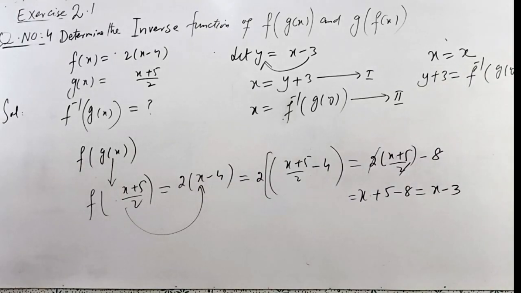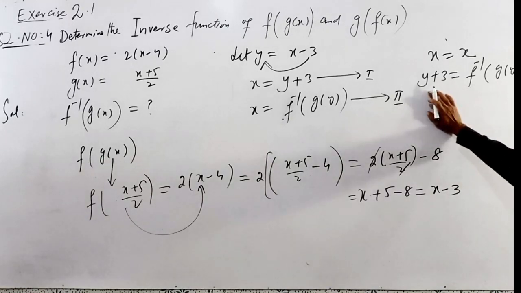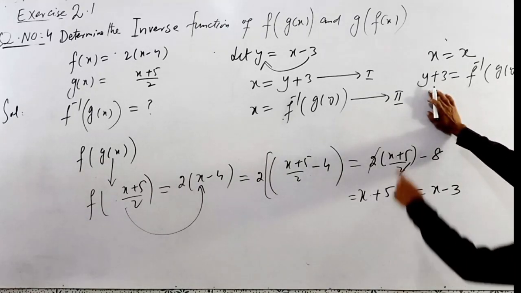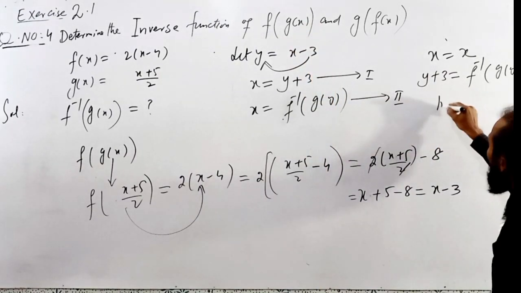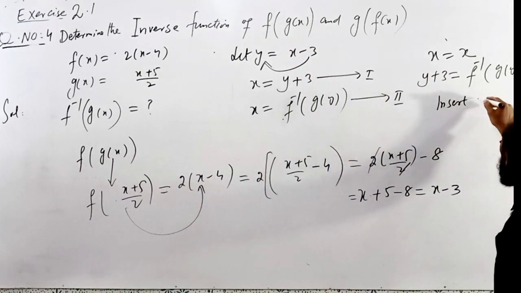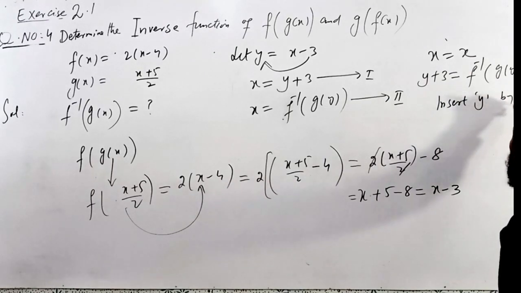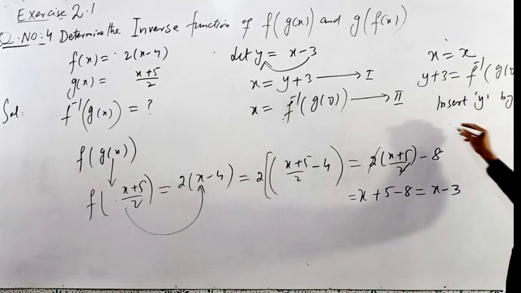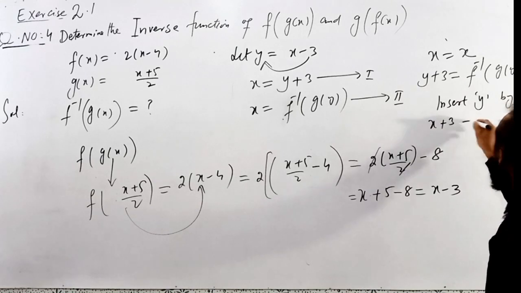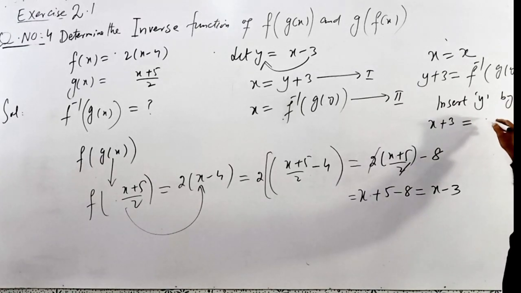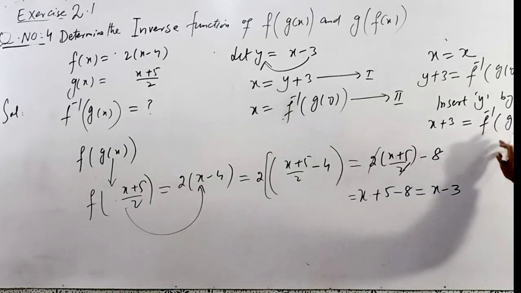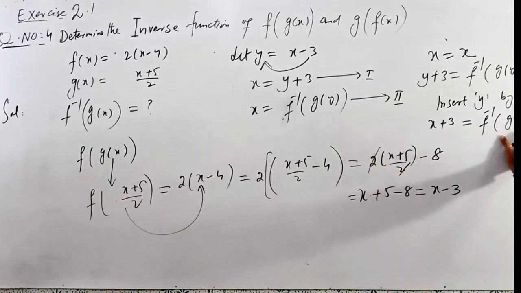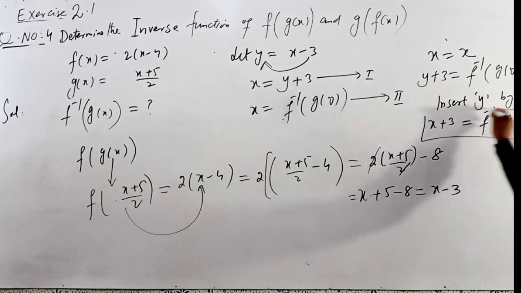So now we change the variable, inserting the value of x, because we are required g of x value. So we insert y values by x. So x plus 3 is equal to f inverse g of x. So this is the required f inverse g of x, which is x plus 3. The first result we get.